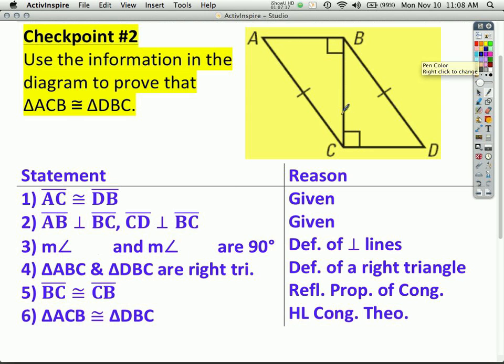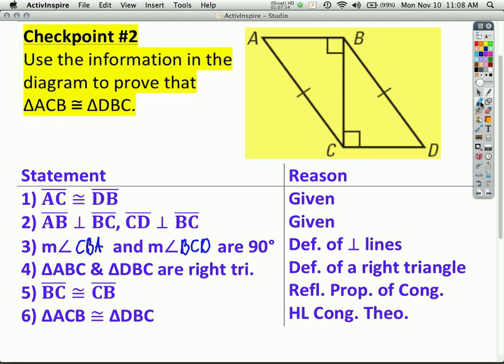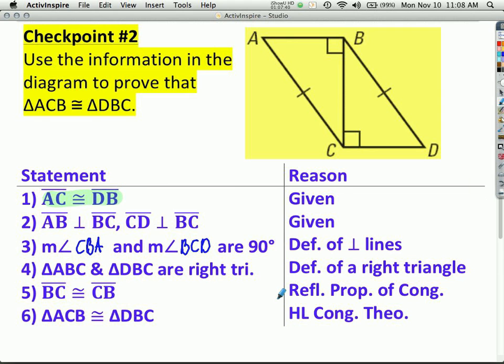So it's CBA and BCD are 90 degrees. And from there, you can say that they're right triangles. And so the pieces of evidence to use HL congruence is one piece of evidence, second piece of evidence, third piece of evidence, and now you can use HL. Okay? Chris and then Anita.